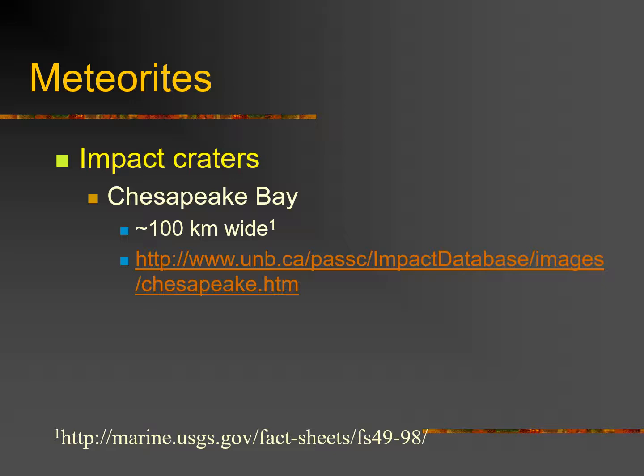Okay, there's also the Chesapeake Bay crater. I'll put the link for this on the website for you in Blackboard. It's about 100 kilometers wide, and we believe that this crater existed on dry land. The ice from the Ice Age melted, and that's what flooded the area. The crater is now under the water in the bay, and you can see the actual melting of the rock material from the impact. It's quite impressive.